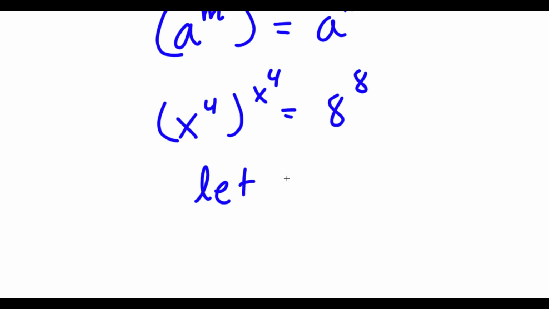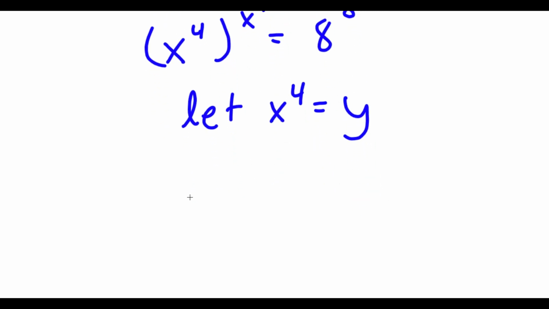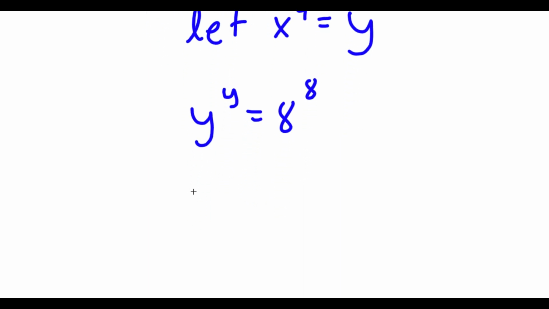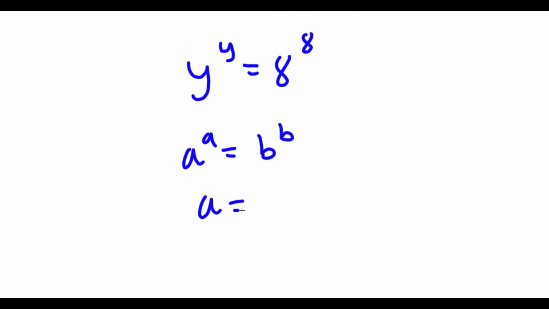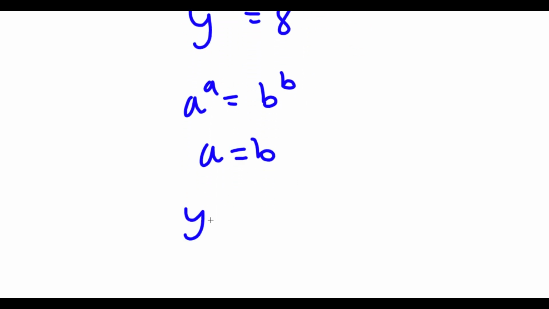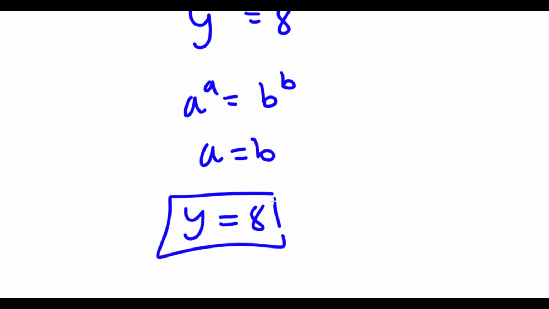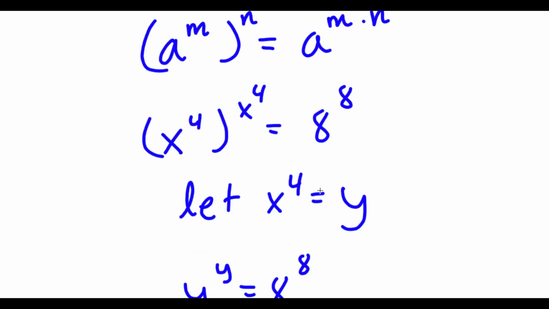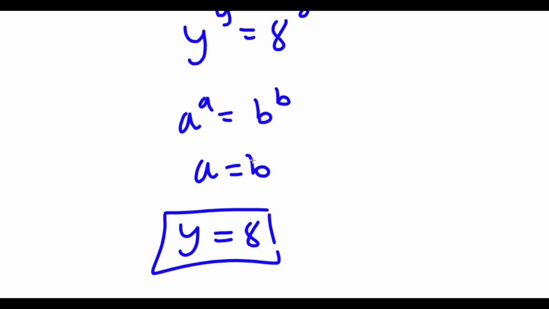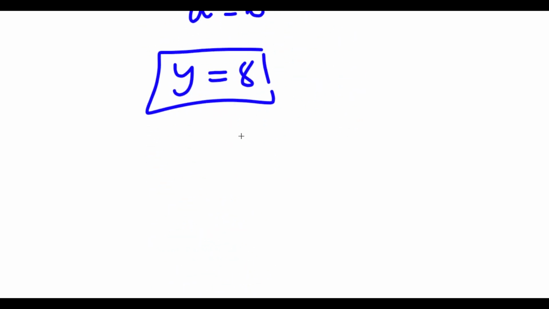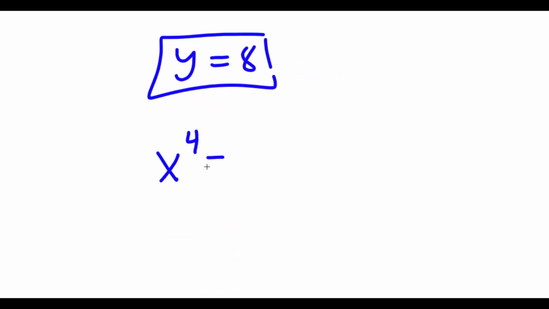Now I'm going to let x to the power of 4 equal to the variable y. So now I have y to the power of y is equal to 8 to the power of 8. And if I have something of the form a to the power of a is equal to b to the power of b, this means that a is equal to b, meaning y is equal to 8. Now remember how we let x to the power of 4 equal y. So if x to the power of 4 equals y and y equals 8, then this means that x to the power of 4 is equal to 8.